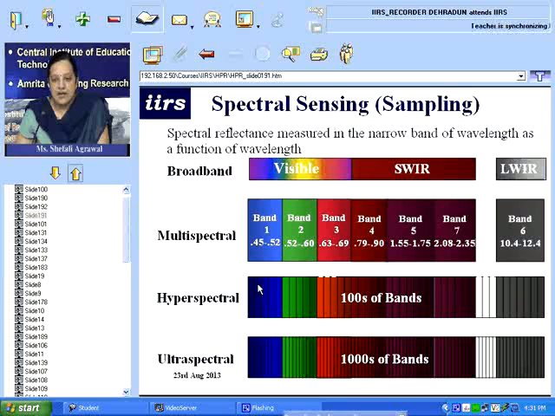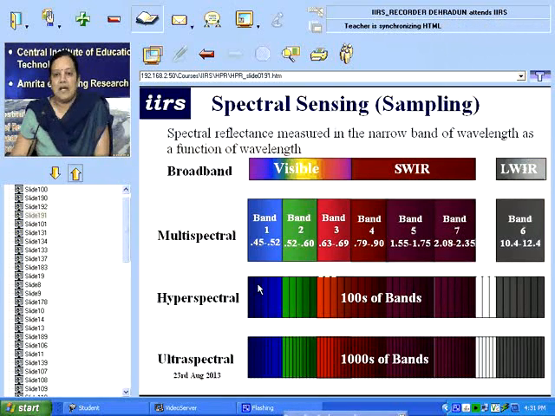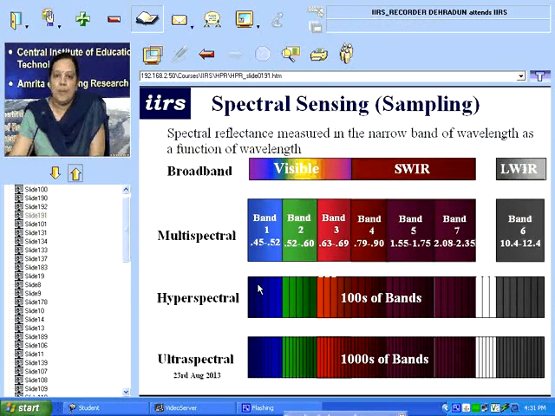Now the question arises, what should be the sampling interval in the spectrum? We can have a broadband, where my sampling interval is very broad. For example, we have a panchromatic data, where my sampling interval is from 0.4 to 0.7 micrometers, that is, approximately 300 nanometers of bandwidth, then I get a certain response from the object when it interacts with different parts of the electromagnetic radiation.